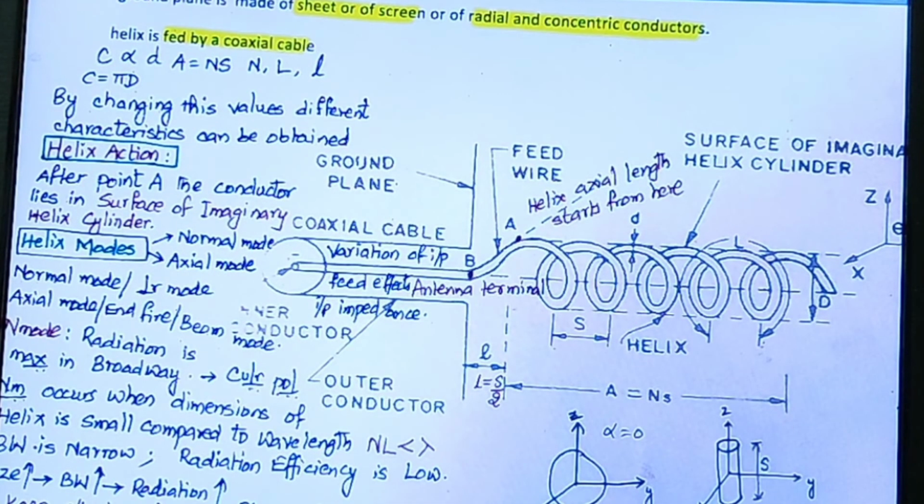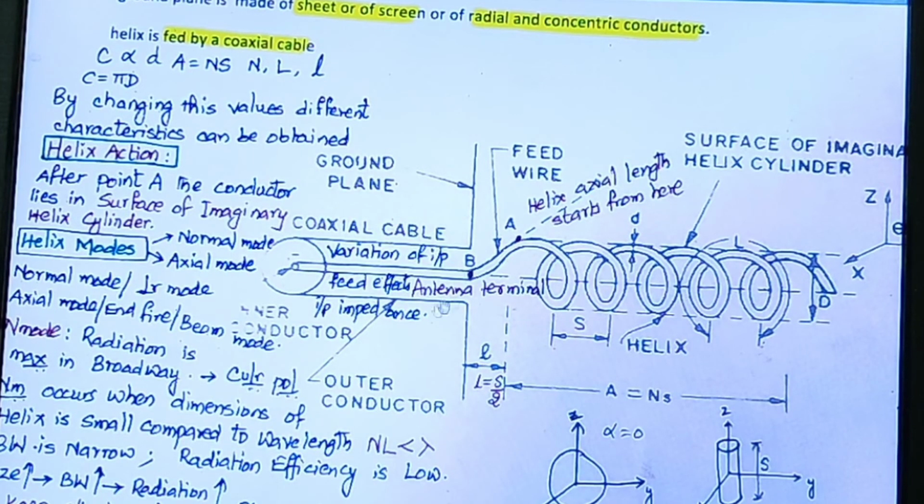Okay, now let us see. By changing these values, different characteristics can be obtained. That means if you change the diameter of the helix or the length of the helix, the characteristics obtained from the helical antenna will also change. See here, the important point is that due to the variation of the input at this particular point, feeding effects will be there. Due to these feeding effects, the input impedance will change. Naturally, our impedance matching and the output of that antenna will depend on the input.